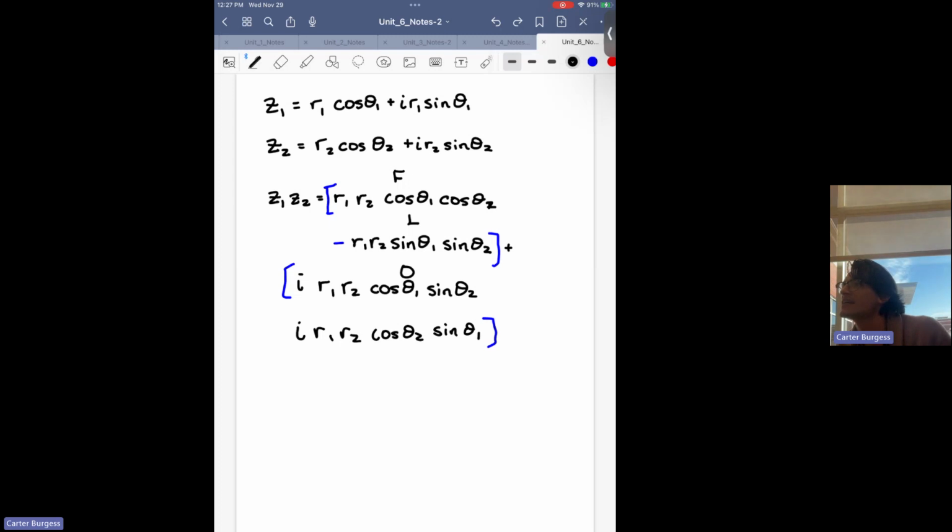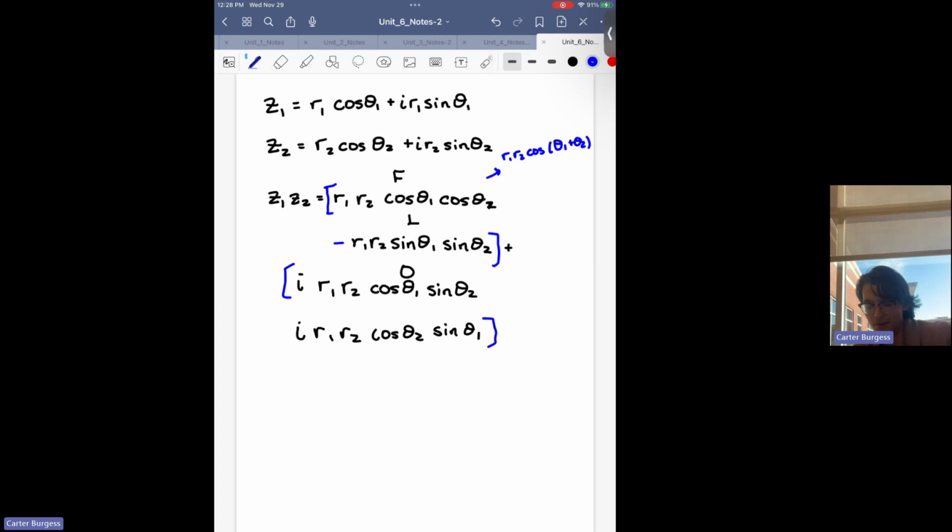Now, is this behaving nice or mean? This is mean, right? Notice how all of our cosines are grouped together. All of our sines are grouped together. Notice how we've got this minus. And so since it's mean, we would expect this piece here to be equivalent to R1, R2 times cosine of A plus B, or theta 1 plus theta 2. This is R1, R2, cosine of theta 1 plus theta 2.